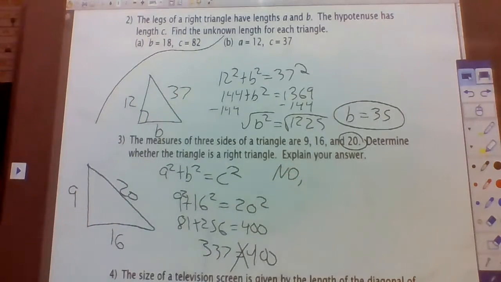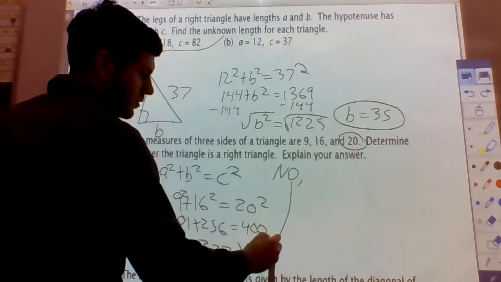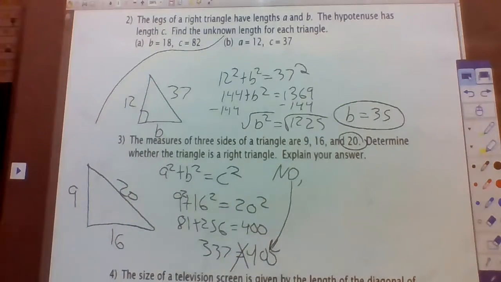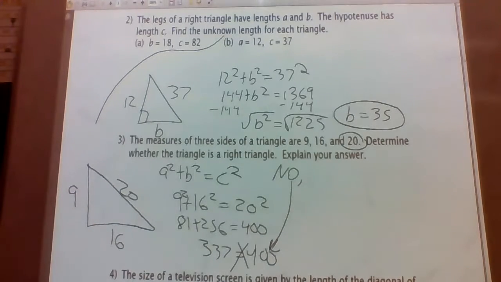The square of both the legs added together does not add up to 400, which is the square of the hypotenuse. Okay, so no, they are not right triangles. Still a triangle, a very valid triangle. It's just we don't have a right angle here.